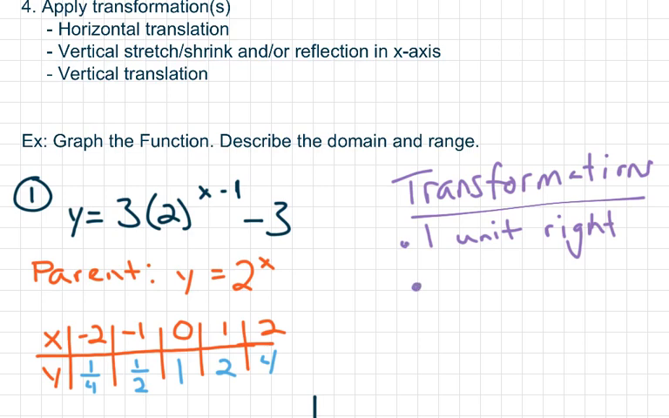Second one, we need to think about vertical stretch and shrink and or a reflection in the x-axis. This number right here is not negative, so it's not a reflection. So it's going to be just a stretch or shrink by a factor of 3. So if it's a factor of 3, that's bigger than 1, that means we have a vertical stretch. So vertical stretch, see if I can kind of fit that on there, by a factor of 3.